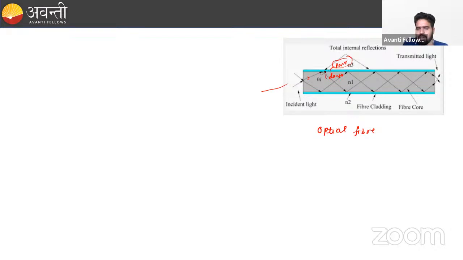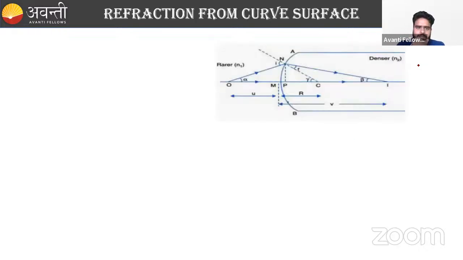So here light travels in multiple reflections, and that is how TIR occurs. Once light enters this tube, it does not go outside, and it undergoes multiple reflections. This is the concept of the optical fiber. In this way, information is transferred in the form of light. So basically, this is an application of TIR.